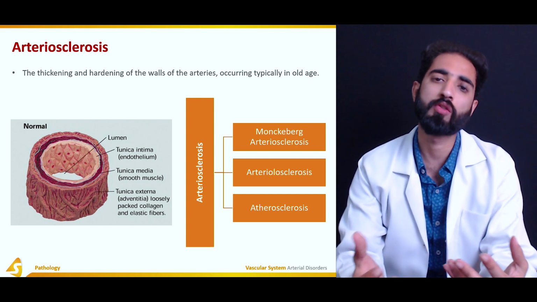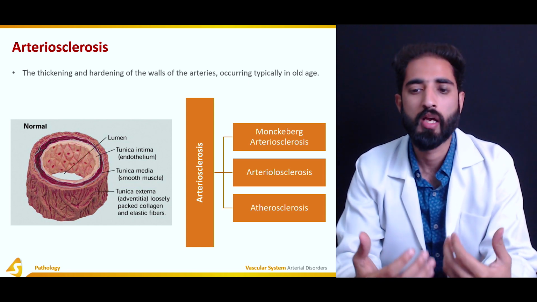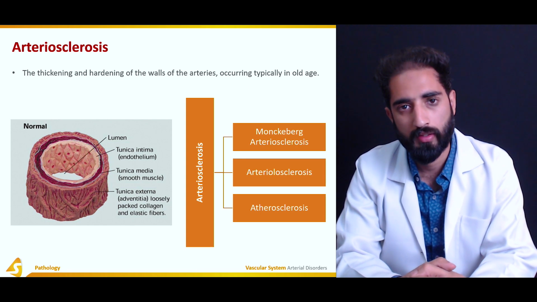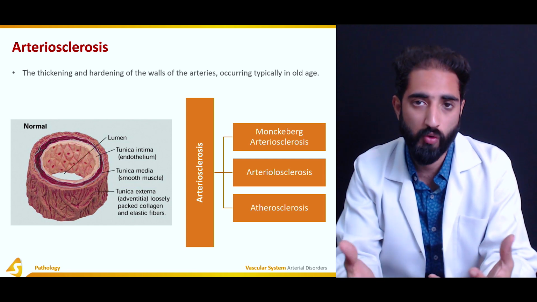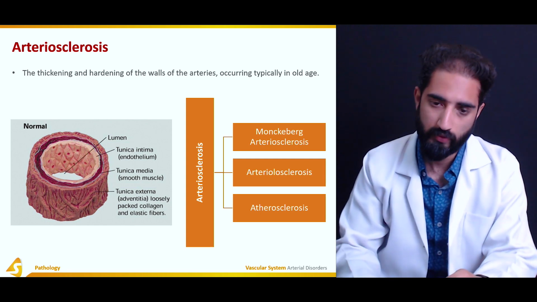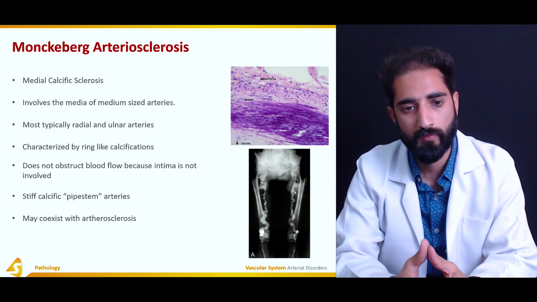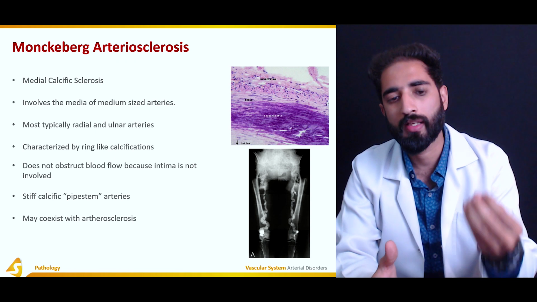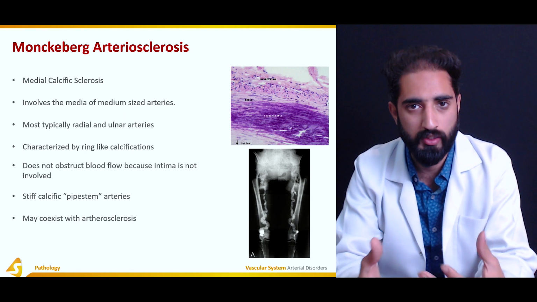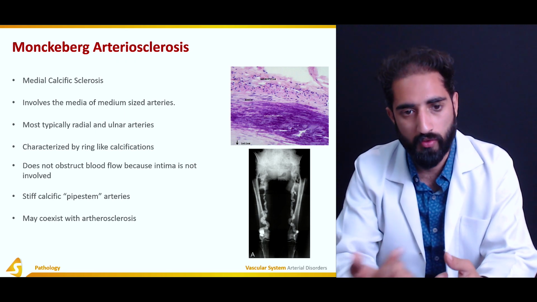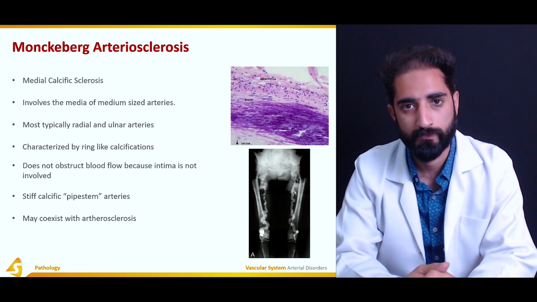Now, talking about arteriosclerosis, there are different types of arteriosclerosis. One is Monckeberg arteriosclerosis, one is arteriolosclerosis, and one is atherosclerosis, which is most commonly known as well. So let's start off with the Monckeberg arteriosclerosis. It is also known as medial calcific sclerosis, which means that calcific deposits are found in the tunica media, which is the central layer. It involves the media of medium-sized arteries.